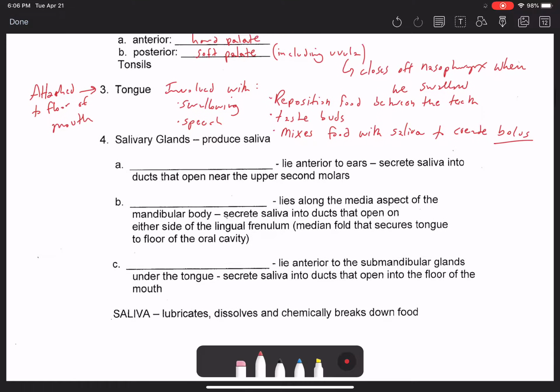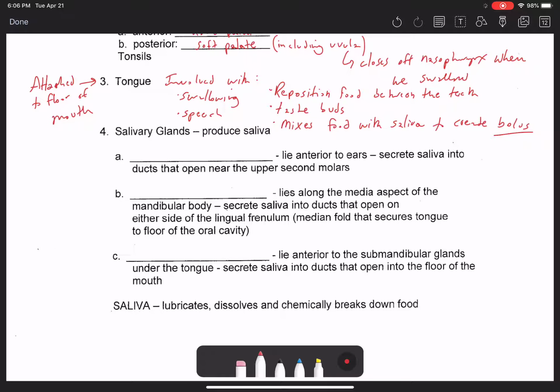All right, so now I want to talk about the accessory organs associated with the oral cavity. There are three sets of salivary glands. So the salivary glands, as the name suggests, produce saliva. First we're going to talk about the parotid glands. They lay anterior to the ears. They secrete saliva into ducts that open up near our second molar.